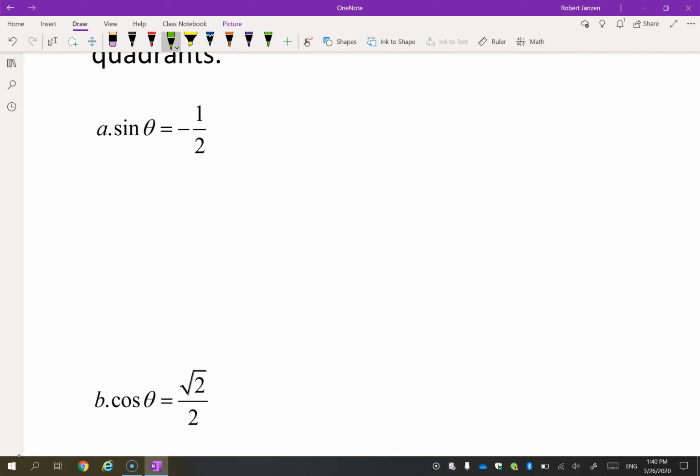What I want to do is draw the angle that's going to give me a negative. So in other words, I'm saying, where is sine negative? So I draw a little Cartesian plane, and I know sine is negative in these two quadrants. Okay?